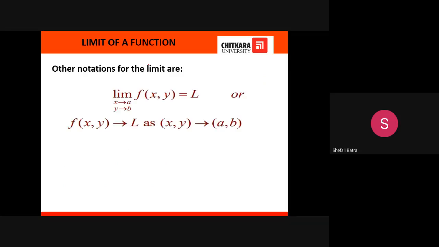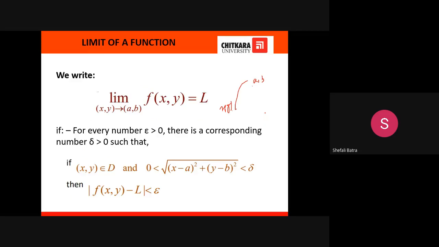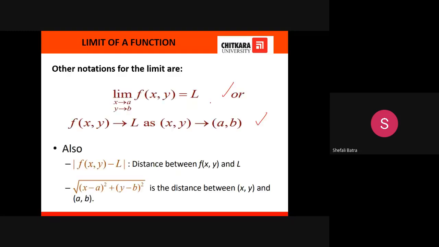We can represent the limit in this way also: x approaches a, y approaches b, f of x comma y is equal to L, or f of x comma y approaches L as x, y approaches a, b. So this way, or this way. You can represent the limit in any of these ways. See, what does this represent? The distance between this value and the L value. And this is what? It is the distance between the point x comma y and a comma b. I have already told you.